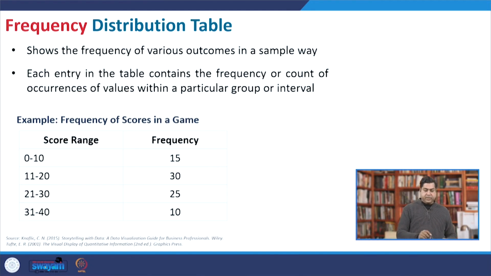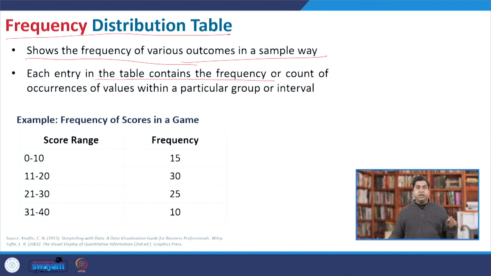Next we have the frequency distribution table that we discussed earlier as well, where I showed you the simple frequency and the group frequency. Normally this kind of frequency table shows the frequency of various outcomes in a very simple way. Each entry in the table contains the frequency, or the count of the occurrence of values, within a particular group or interval.